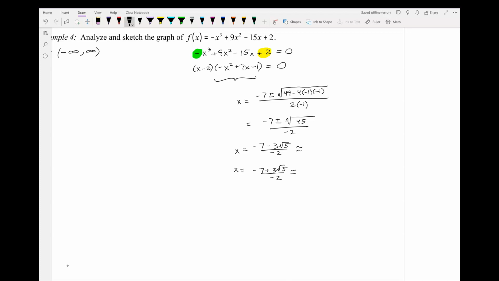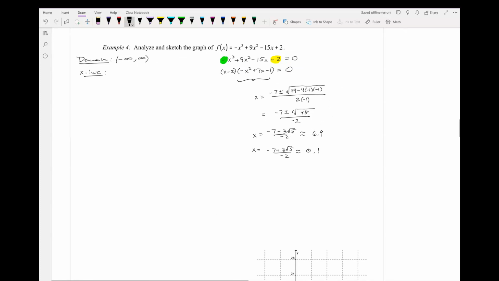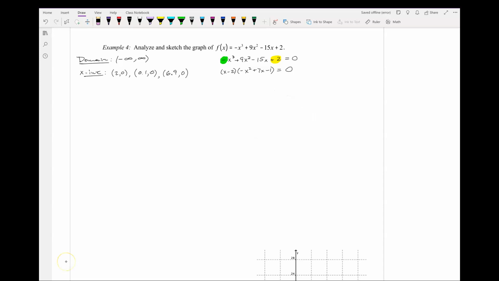Putting these into a calculator, we get approximately 6.9 here and 0.1. So those are going to be our x-intercepts. We're going to have 2, 0, 0.1, 0, and 6.9, 0. The y-intercept we get by plugging in 0 for x, and we get 0, 2. Vertical asymptotes, none, because we don't have a rational function. Same thing with horizontal asymptotes, none.